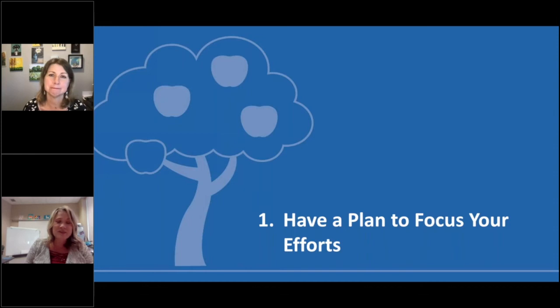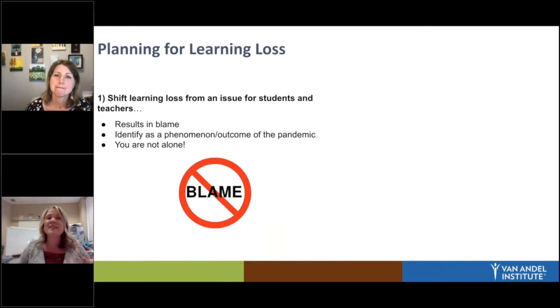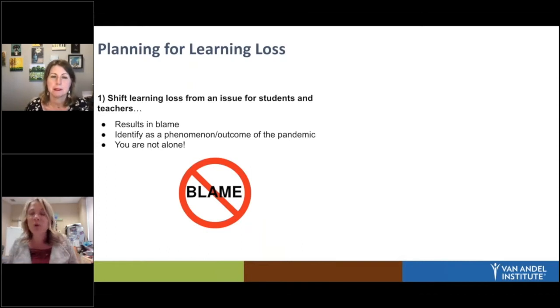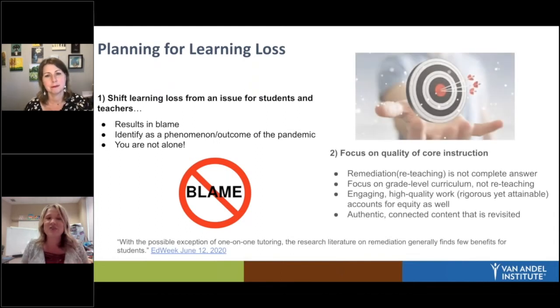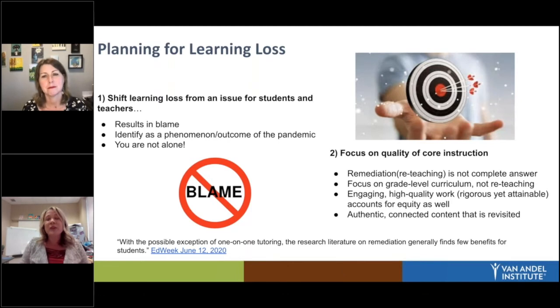Right, and it's great to start off with a plan. And so I want to share with you 7 ideas or considerations as you're beginning to plan for learning loss this fall. And the first is really just a shifting mindset, and it's just to remember you are not alone. There's no blame that needs to be associated with this learning loss. It's not an issue for students, for teachers. It's a very worldwide issue. It's the outcome of this pandemic. So shifting that and just realizing you're not alone, but really focusing on that quality of core instruction.